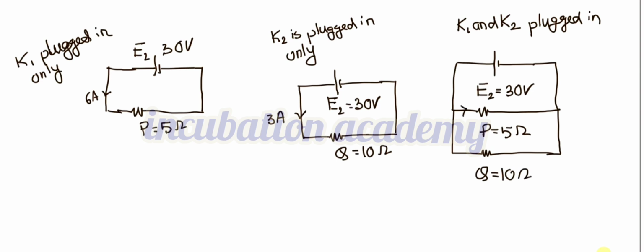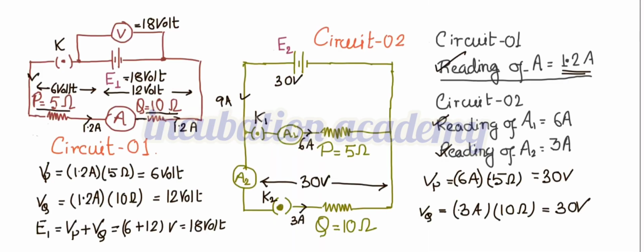Through capital P, 6 ampere current flows. See the potential drop and resistance, you will understand, and the ammeter verifies the same. 3 ampere current also flows through the 10 ohm. 30 volt divided by 10 is 3 ampere, and the ammeter also verifies the same. Then 9 ampere current is withdrawn from the circuit, because when capital P and capital Q are connected in parallel combination, the equivalent resistance drops, so more current is drawn from the EMF. So this is the full scenario of these two circuits. Thank you.